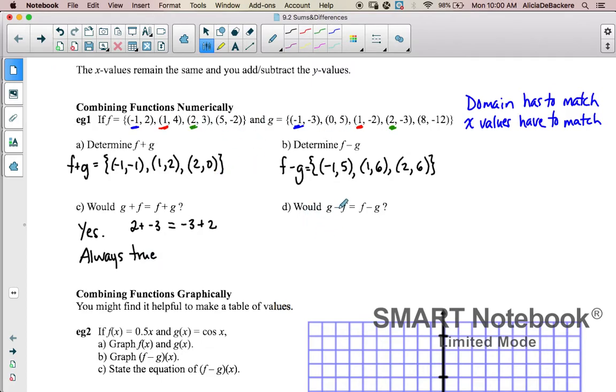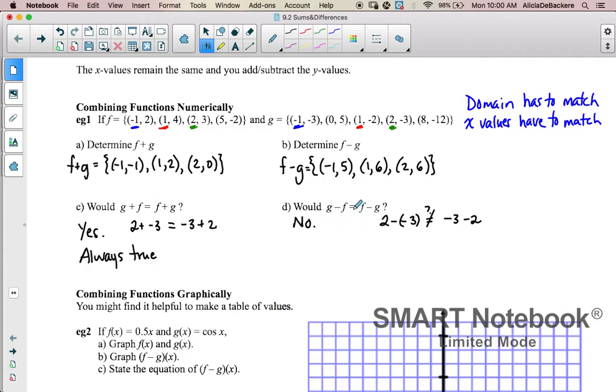All right, now what about g minus f? Would that be the same as the answer that I got here for f minus g? So again, they're asking, does the order matter? Here we started with looking at the f number and subtracting the g number. What if I went the other way around? So for my first point, I did 2 minus negative 3. Would that be the same as going the other way around, negative 3 minus 2? And so here I would end up with 5 on the left and negative 5 on the right. So these are not equal to each other. So g minus f would not be the same as f minus g.